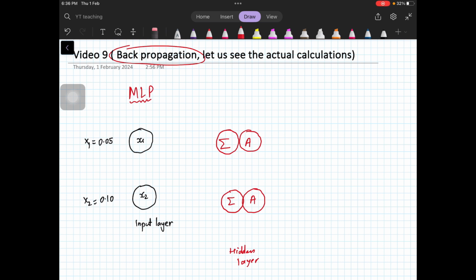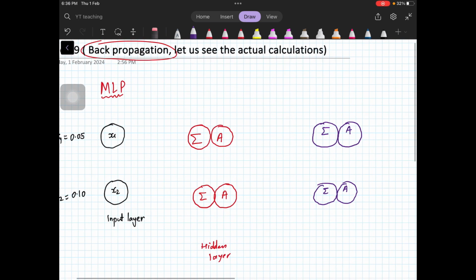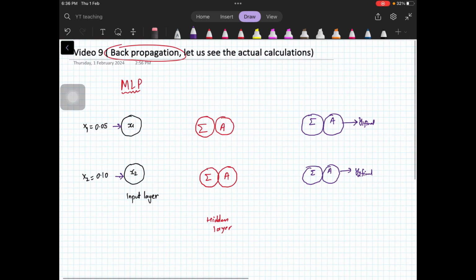Then let me make my output layer with a different color. Suppose this is my output layer, which also will have the summation part and the activation part. Suppose there are two perceptrons, though there can be more than two or even one. So you have your x1 input here, x2 input here, and then you have your output y1 from here, which we call y1 final, and from here your output y2 final. I'll tell you in a moment how this final thing comes about.